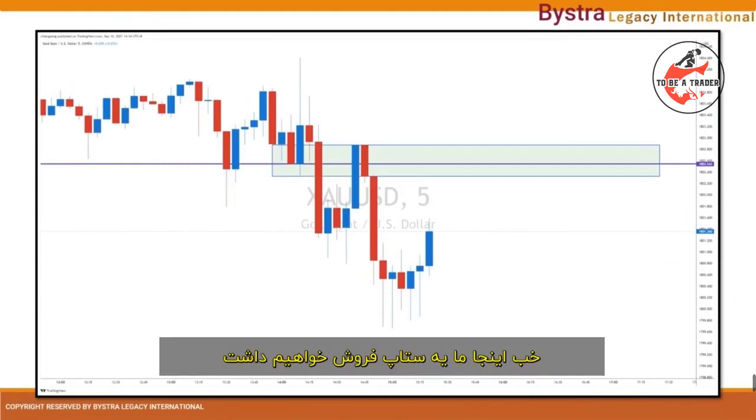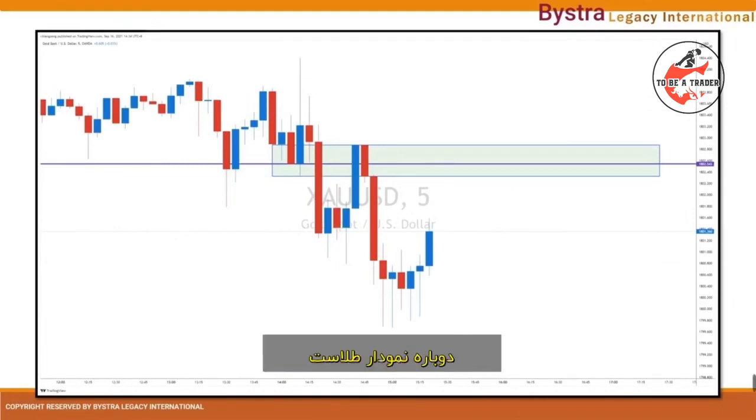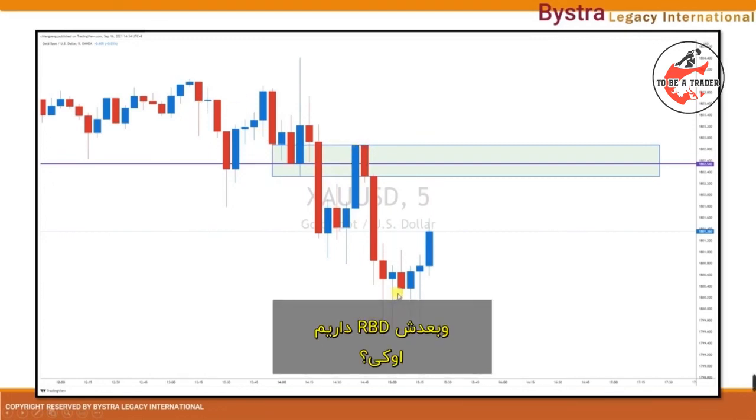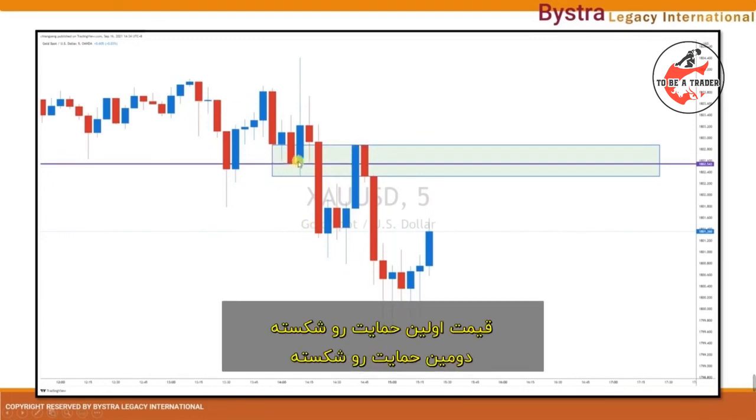So here this time we will have a sell setup. It's the goal again. So we have a support. Okay, we have a support. So this time it's a support. Then we have the rally base drop. Okay, it broke the first support, broke the second support.